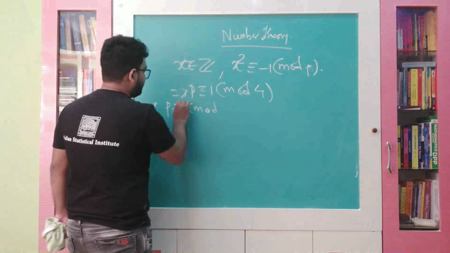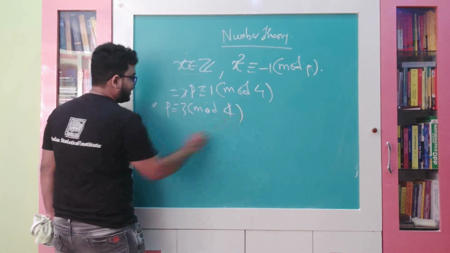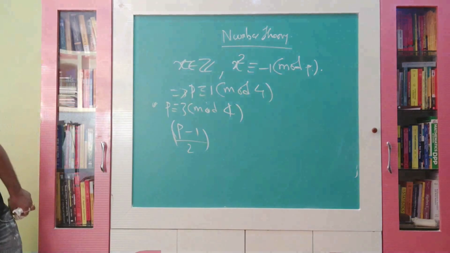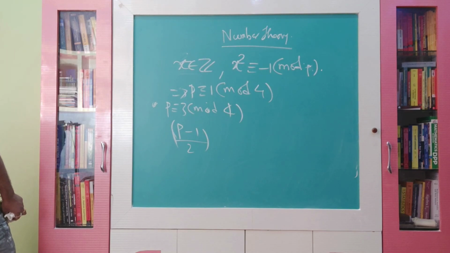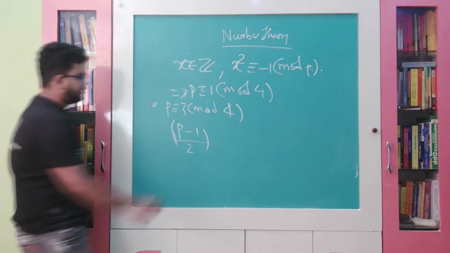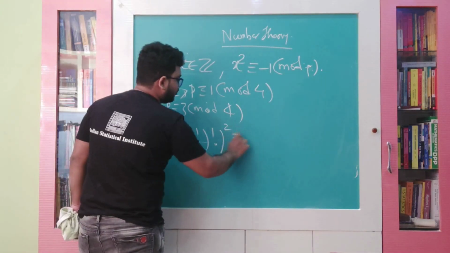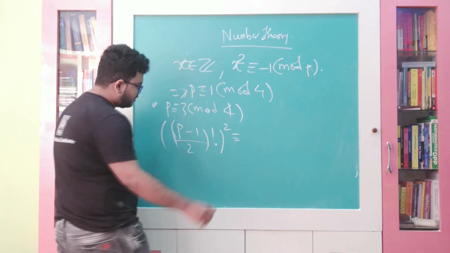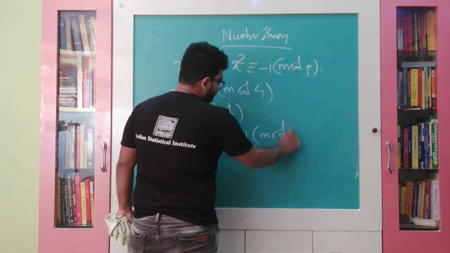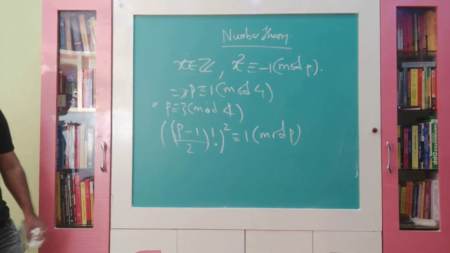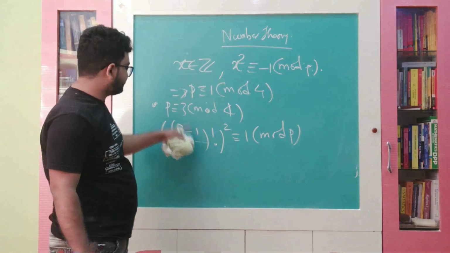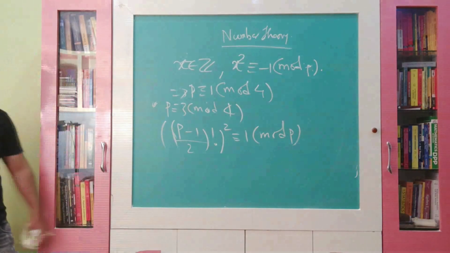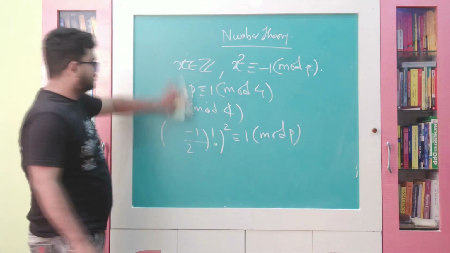Okay. If P is congruent to 3 mod 4, then ((P minus 1) by 2) factorial square is congruent to (P minus 1) factorial square, which is congruent to 1 mod P. If P is congruent to 3 mod 4, then ((P minus 1) by 2) factorial square is congruent to 1 mod P. Okay.